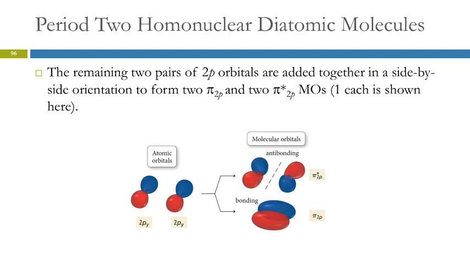These are not cylindrical. So if you look from this end down to that end, you're not going to see one big circle. You're going to see that one on the one side and another one on the other side.